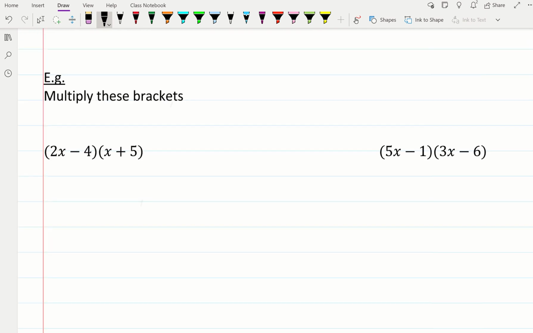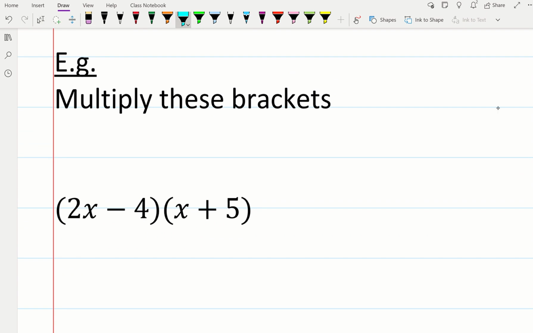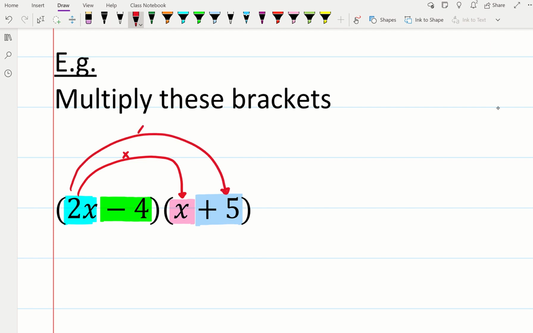This question says multiply these brackets, and again I'm going to highlight them to show the different parts. I've got 2x and I've got -4. I'm highlighting the sign, very important. I've got an x and I've got a +5, and I put my arrows: 2x times x, 2x times 5, negative 4 times x, negative 4 times 5.